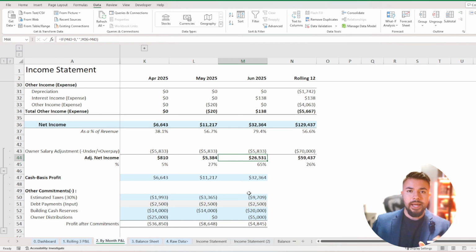First, your estimated taxes, right? You want to be setting aside anywhere from 30 to 40% of your net income to pay the IRS quarterly. So if we look at this here, if you profited a net income of 32,000, you want to set aside 30%, which is going to be 9,700.